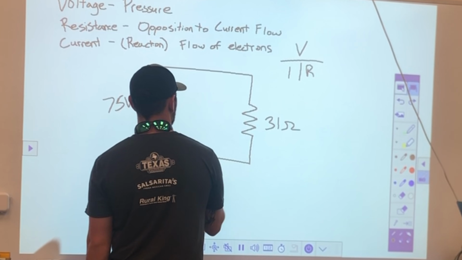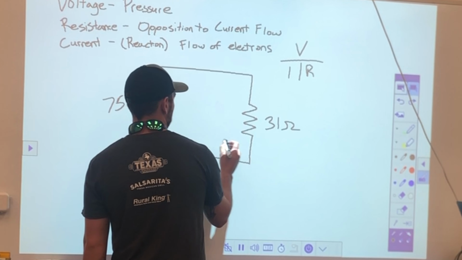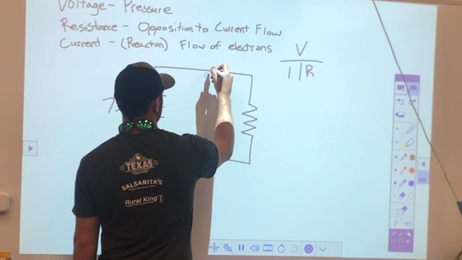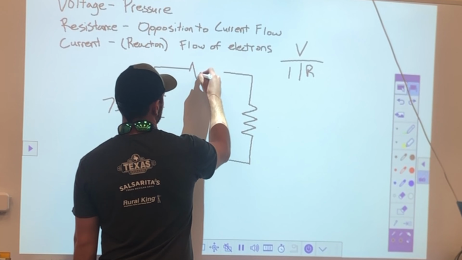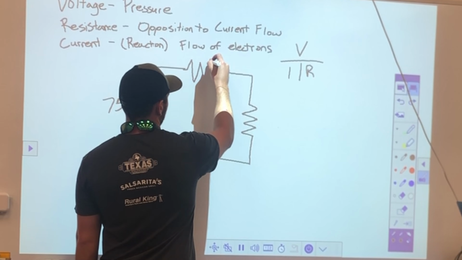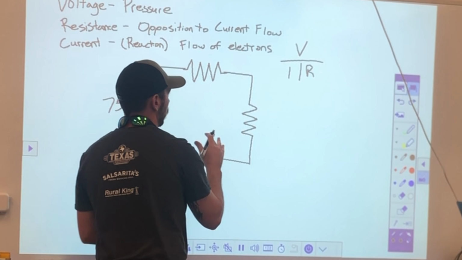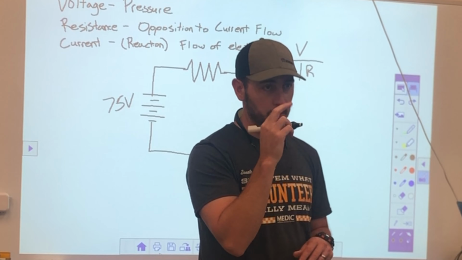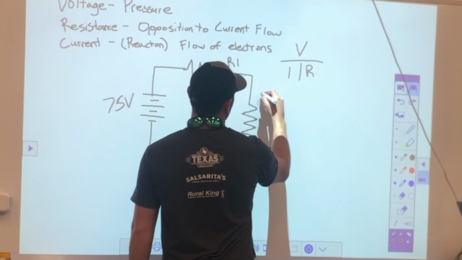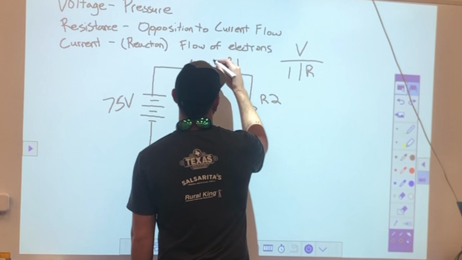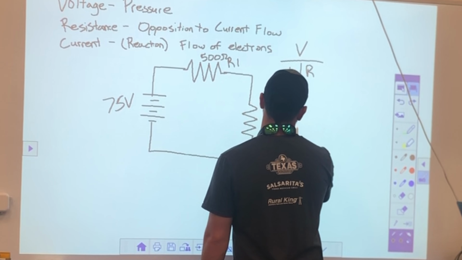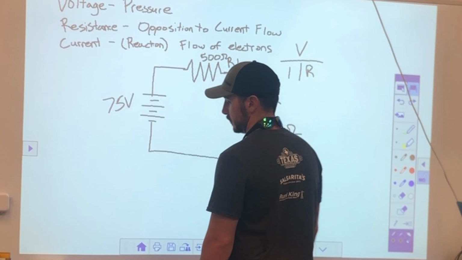Now, what happens to my circuit when I add another resistor to it in series? In series meaning that the current path has to flow through both of those things. Those two resistors are in series, right? Well, this will be R1 and this will be R2. R1 is rated at 500 ohms and this one will be 1K ohm. Okay?